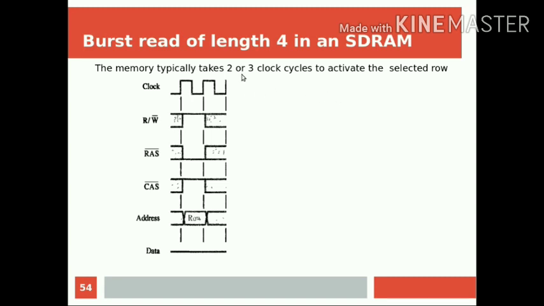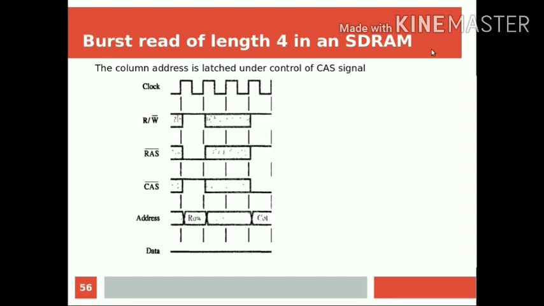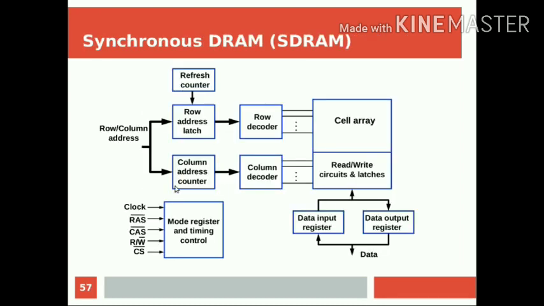So the memory typically takes 2 or 3 clock cycles to activate the selected row. After that, the column address is latched under the control of the CAS signal. That is, the column address is placed on the multiplexed address bus. And CAS, column address strobe, is now active. RAS is now disabled. Column address strobe is now active. So the column address will be latched into the column address counter.